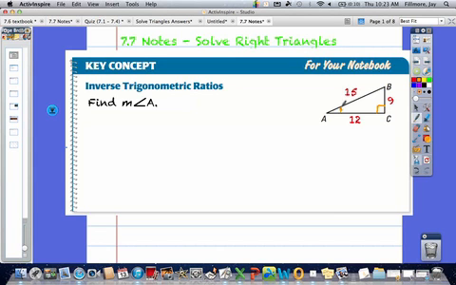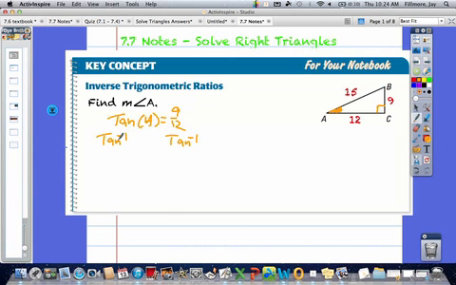So let's say for here, we're trying to find the measure of angle A. Well, we know that we can take something like the tangent of angle A, and that should equal 9 over 12, right? A is our reference, 9 over 12. But how do we get angle A by itself? If we want to undo a tangent so we have A by itself, we'll do what's called the inverse tangent.